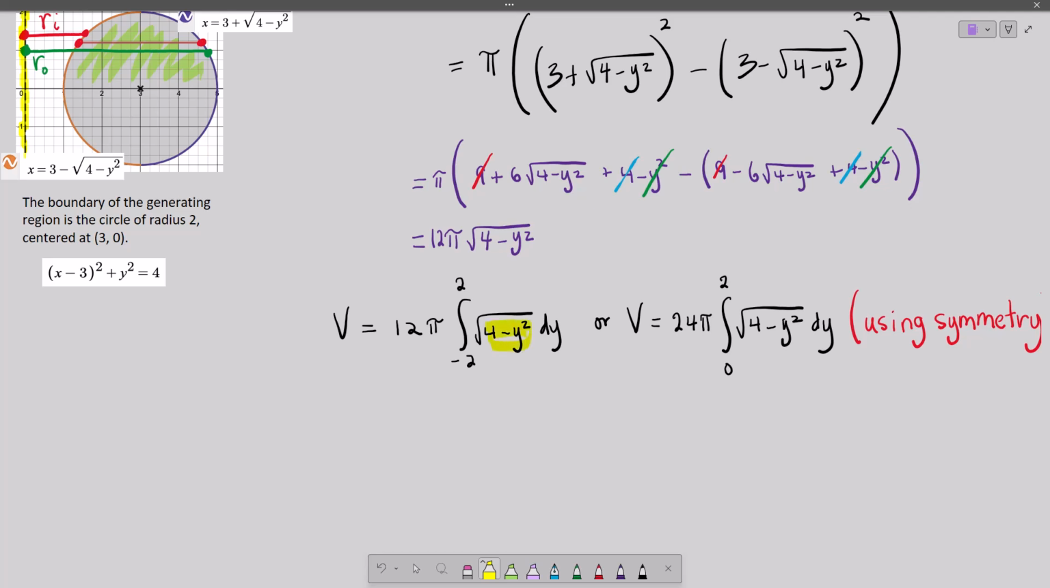You'd let u equal whatever's inside the square root, right? When you do a substitution, you're usually letting u be what's in the square root, what's in the angle, what's in the exponent. So you're taking sort of the innermost piece and letting u represent it, and then you try to substitute. Well, if you did that here, what is the derivative of 4 minus y squared?